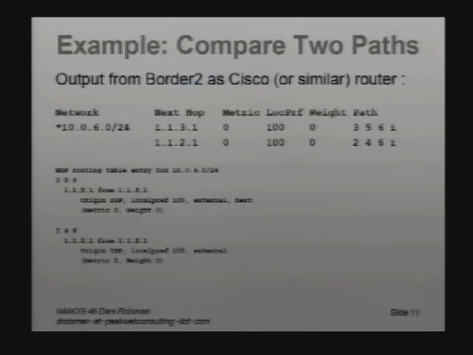This is the way this would look on a Cisco router if you're doing a show IP BGP 10.0.6.0. You'll see those two next hops, and there's your path, either 356 or 246. You'll see your local pref of 100, your BGP metric of 0, and your proprietary internal weight, also set to the default value of 0. Slightly more verbose entry, pretty much the same thing, a different way to look at it.